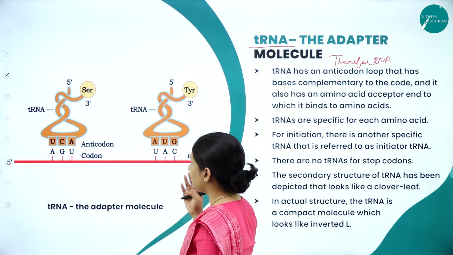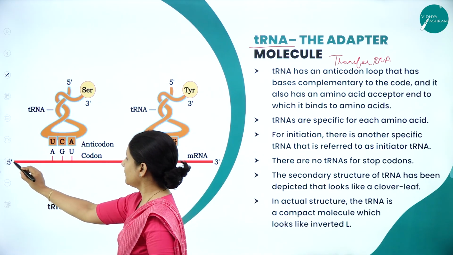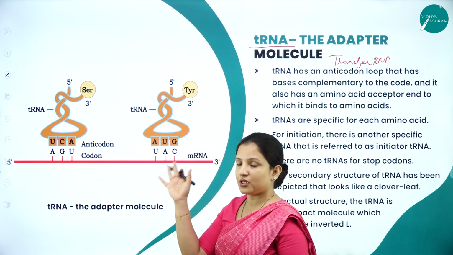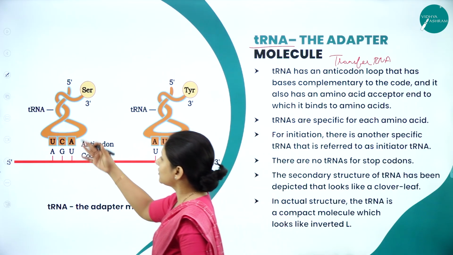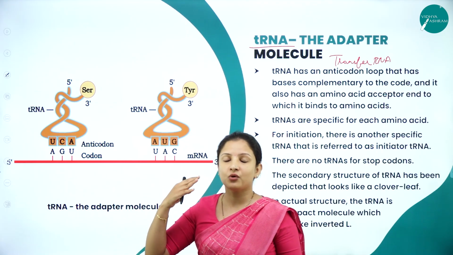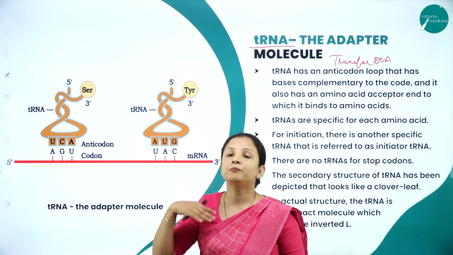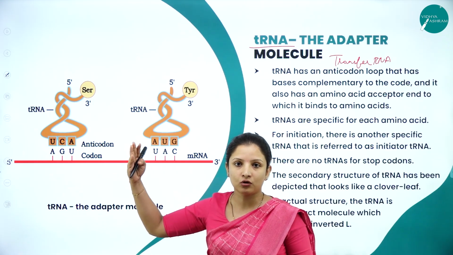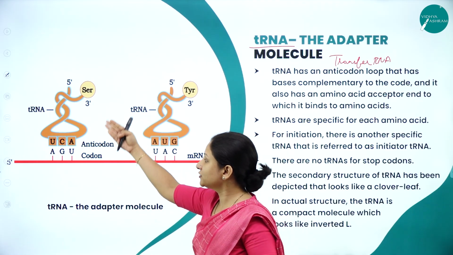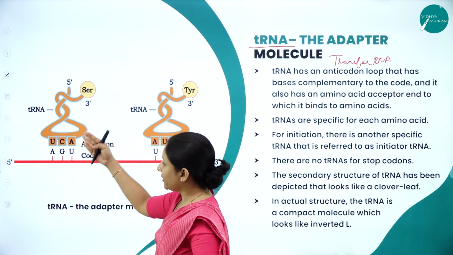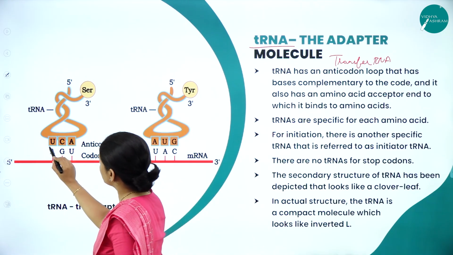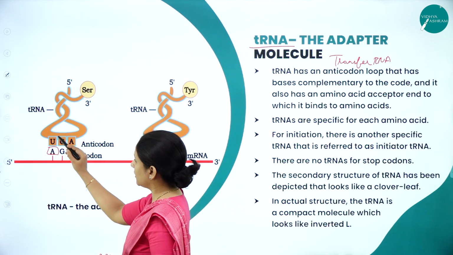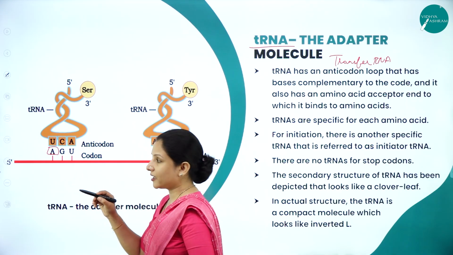So here, this is the codon strand, that is the mRNA, which runs from the 5' to the 3' direction, and the tRNA molecule needs to have a strand that is complementary to the mRNA strand, and that strand we call the anticodon. Anticodon means opposite to the codon strand. So in the codon strand, if the nitrogenous base is adenine, then here it will be uracil on the tRNA.